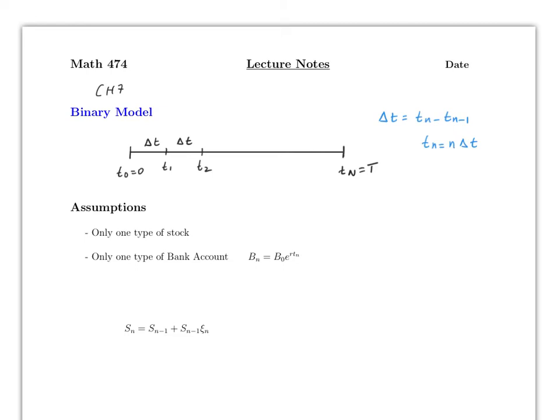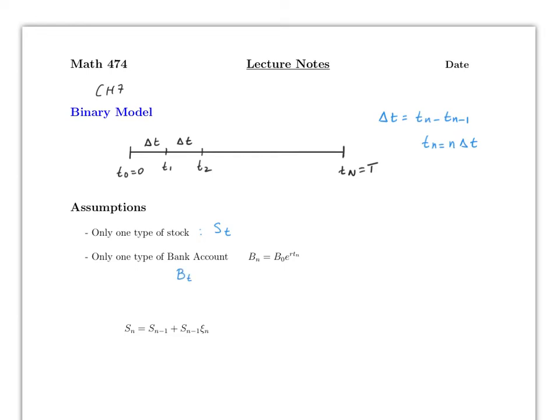In this chapter, we're only going to focus on one step, which will be called a binary tree. But in the following chapters, we're going to do more than one step. So for now, we're going to focus only on one step. We have the following assumptions. We will only have one type of stock, which will be denoted by S_t. Remember, S_t is the price of the stock at time t. And we only have one type of bank account, which will be denoted by B_t.